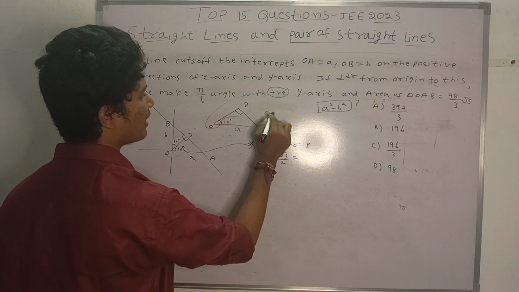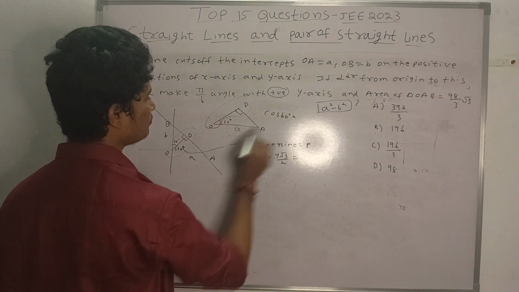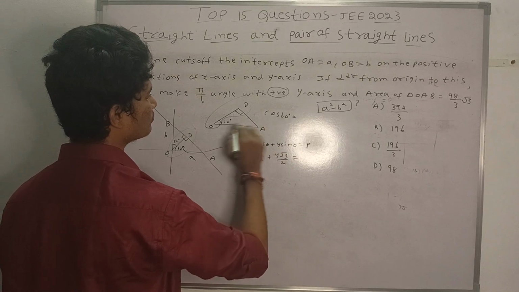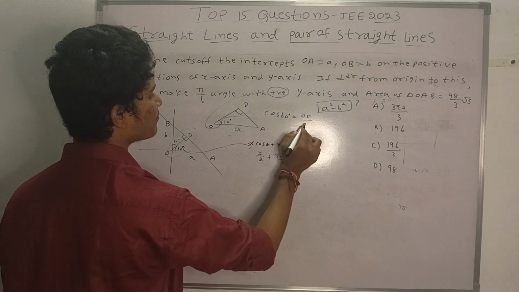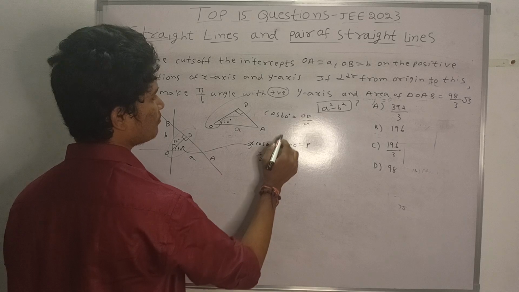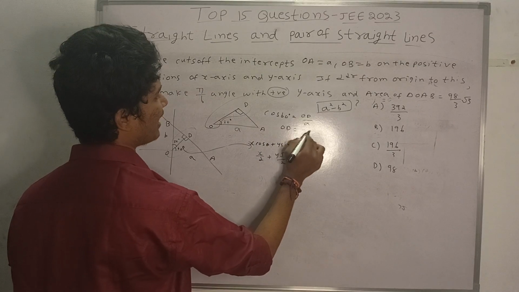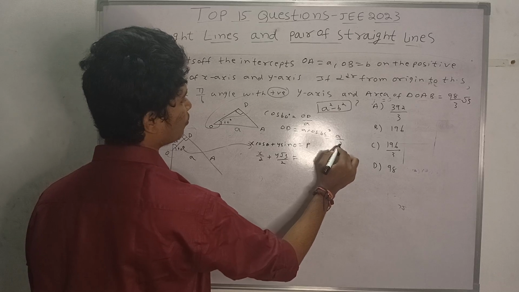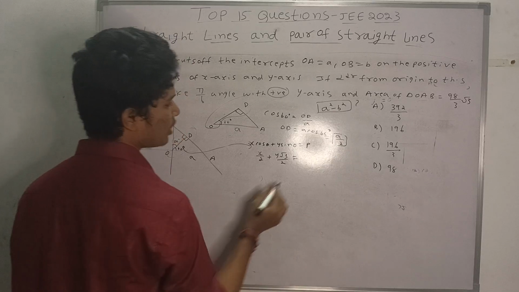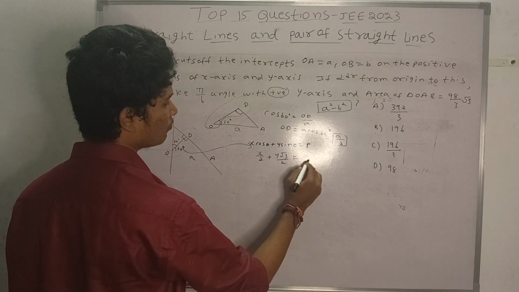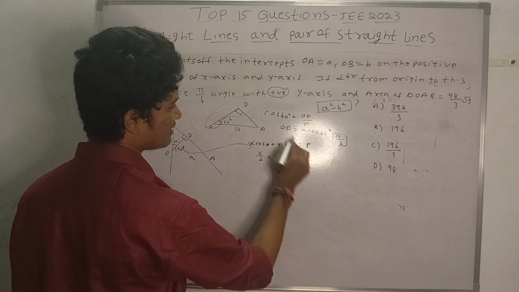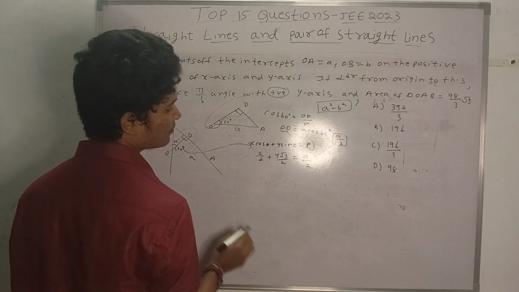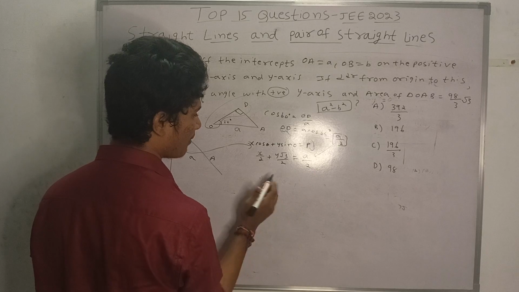We can apply cos 60 here. Cos 60 equal to OD divided by A. What is OD? A cos 60, that is A by 2. So here basically it is A by 2. This perpendicular distance, that is OD, equal to P here. That is x by 2 plus y root 3 by 2 equal to A by 2.